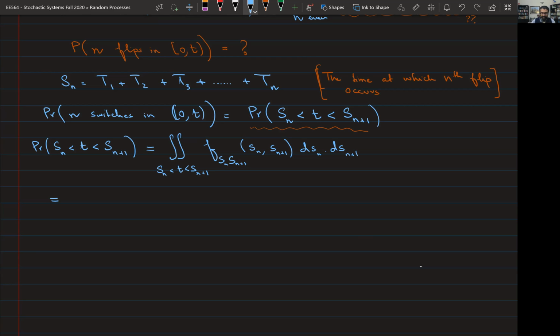All right. So if I have this plane here, right? It's a two-dimensional plane, which is Sn here and Sn plus 1. Can Sn and Sn plus 1 ever be negative?